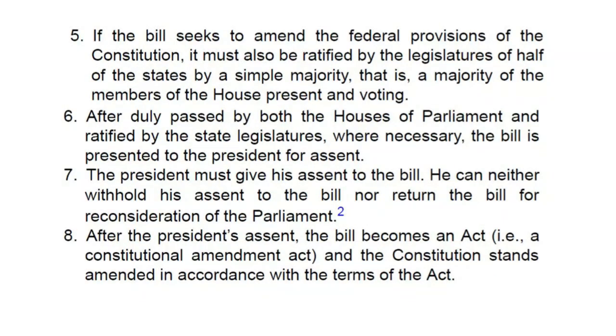5. If the bill seeks to amend the federal provisions of the Constitution, it must also be ratified by the legislatures of half of the states by a simple majority, that is, a majority of the members of the House present and voting. 6. After being duly passed by both the Houses of Parliament and ratified by the state legislatures, where necessary, the bill is presented to the President for assent.